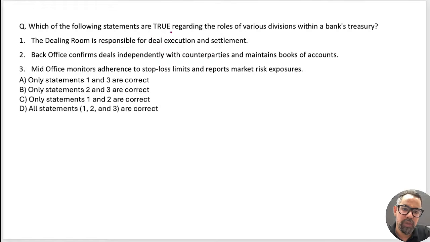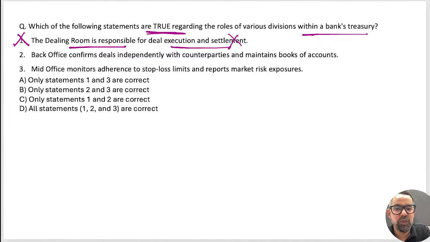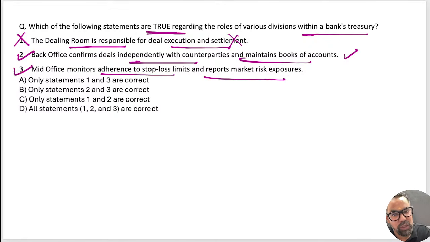So, which of the following statements is correct regarding the role of various divisions in bank treasury? The first one: the dealing room is responsible for deal execution and settlement. They are only responsible for execution. Back office confirms the deal independently with counterparties and maintains the book. True. Mid office monitors adherence to stop losses in risk management. So 2 and 3 means option B.